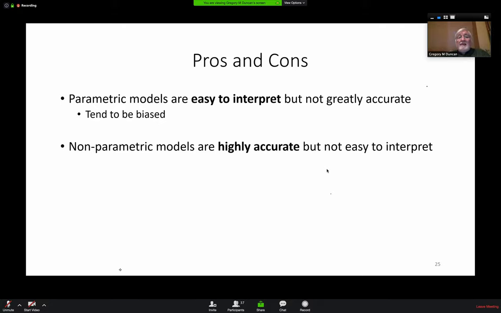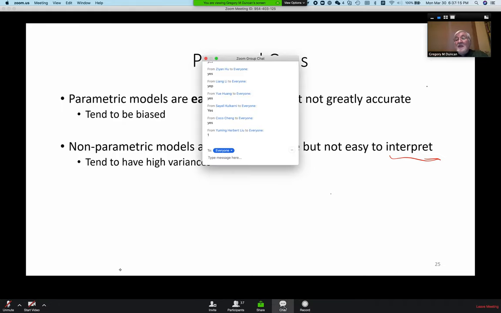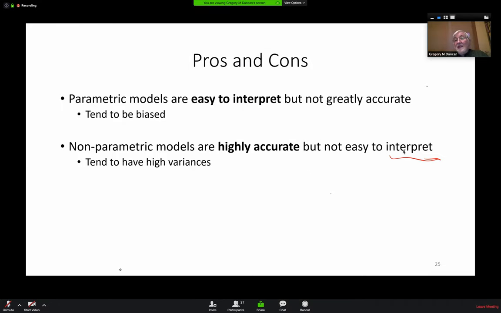Non-parametric models are highly accurate. They tend to be uninterpretable or hard to interpret. They also tend to have high variances. They have low biases and high variances. You need lots and lots of observations to get them. They also tend to be computationally expensive. You know, a small regression, even a large regression, might take a few seconds, maybe a few minutes. A deep learning neural net might take months to train.